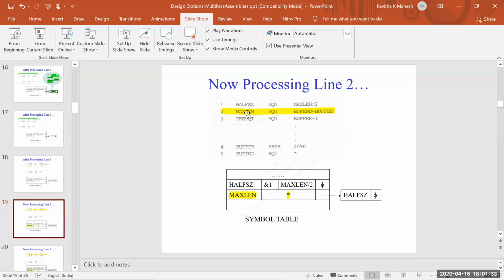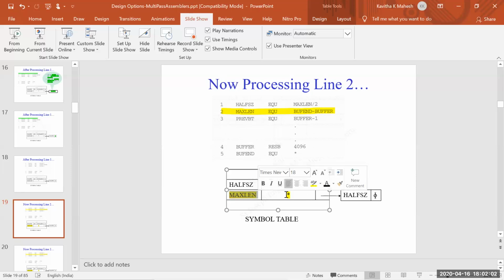Right? Yes. So whenever an assembler encounters a source statement, it first processes the label field. In the second line, the label field has the symbol name maxlen. So maxlen has to be entered into the symbol table. But if you look into the symbol table, please note that maxlen is already present in the symbol table. And it has a value star indicating that the value was not known. We have made this entry when line 1 was processed, right?